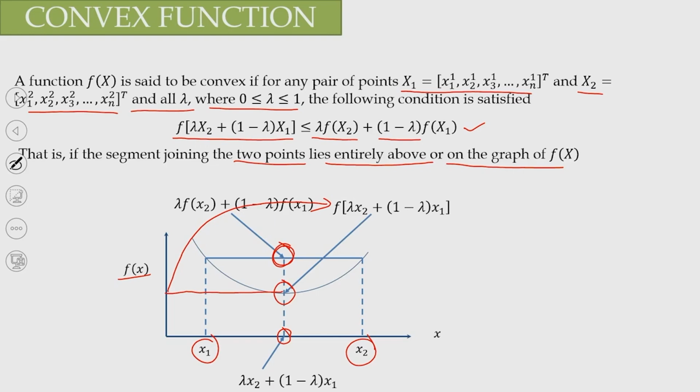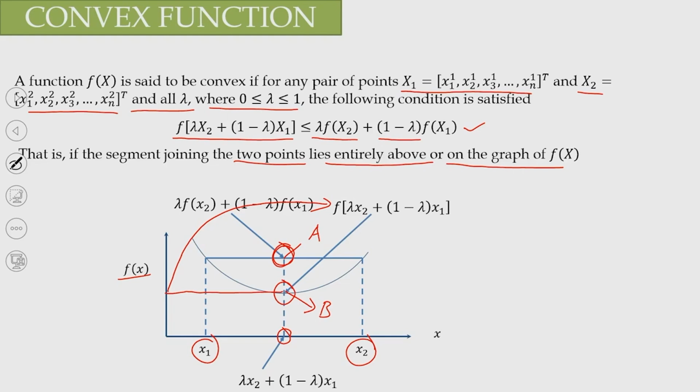That means, for any value of lambda, if this is A and this is B, and the point A is above B for any value of lambda between 0 and 1, that means the point A is always above point B. In that case, the function will be a convex function.